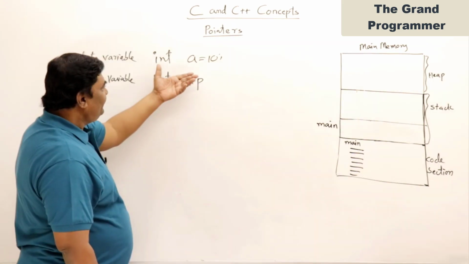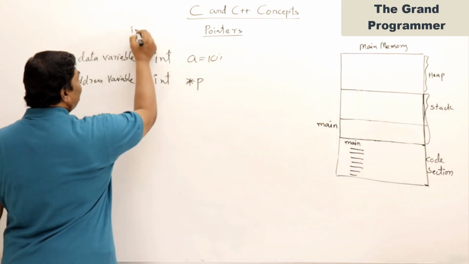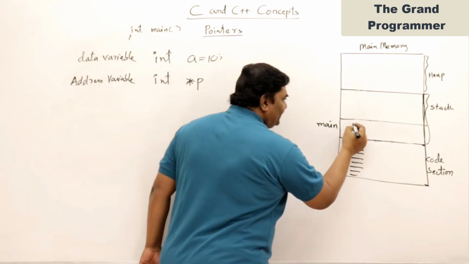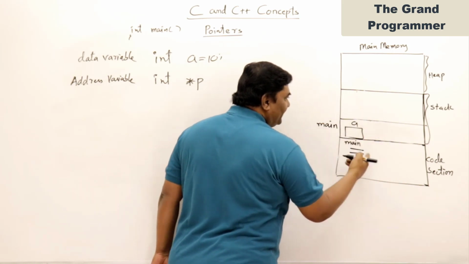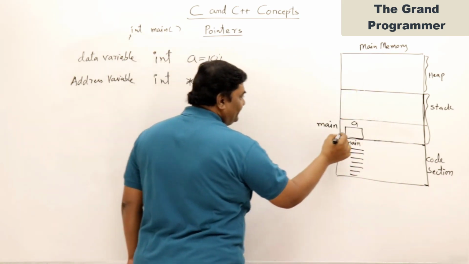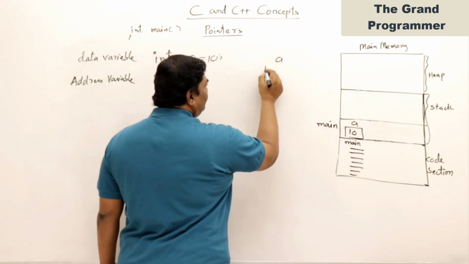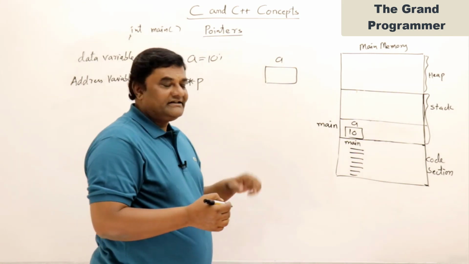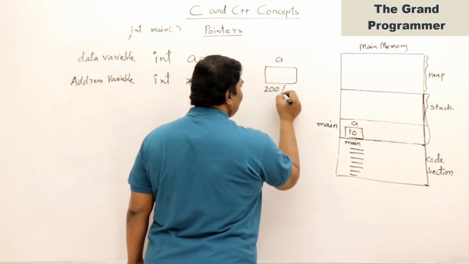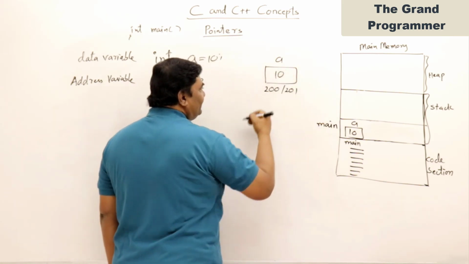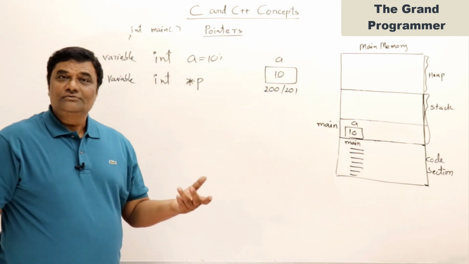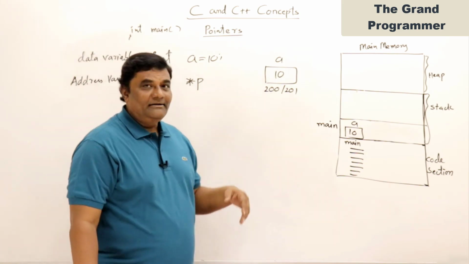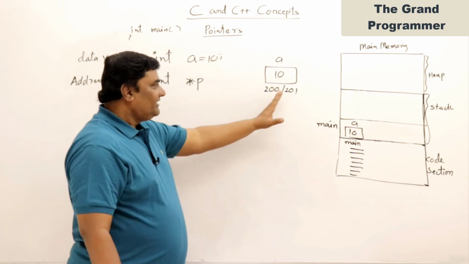It is a data variable. Normally we declare the variables like this. Suppose this is inside the main function. So this variable will occupy memory inside the stack frame of the main function, having value 10. If I draw a bigger picture here, suppose integer is taking 2 bytes, so its addresses are 200 and 201. There are 2 bytes in which this value is stored.